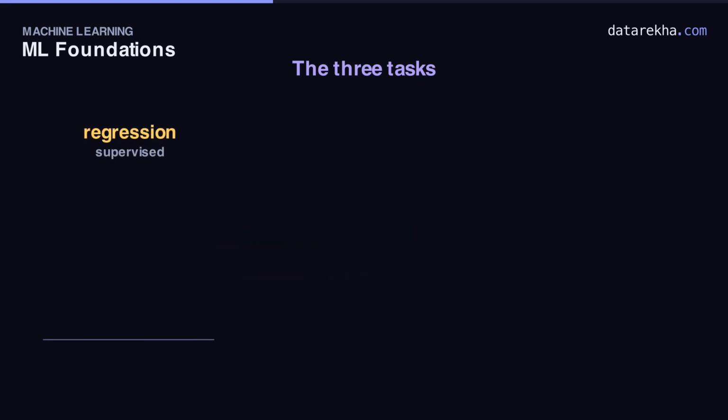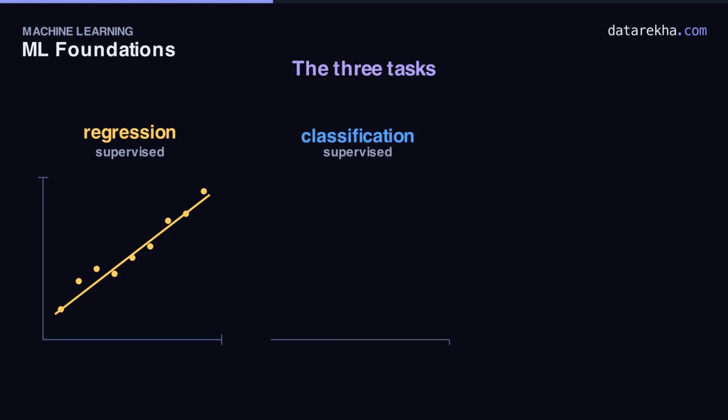Let me show you the three pictures that cover almost everything. First, supervised learning splits in two. When the answer is a continuous number, a price, a temperature, that's regression, and the model fits a line or curve through the points to predict the value. When the answer is instead a category, spam or not spam, this disease or that one, it's classification. Now the model draws a boundary through feature space, carving it into regions, one per class.